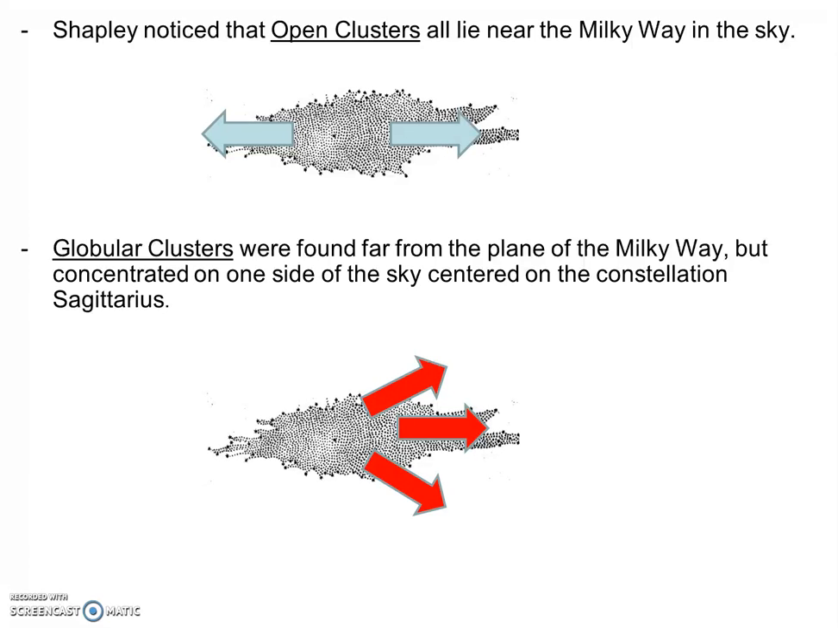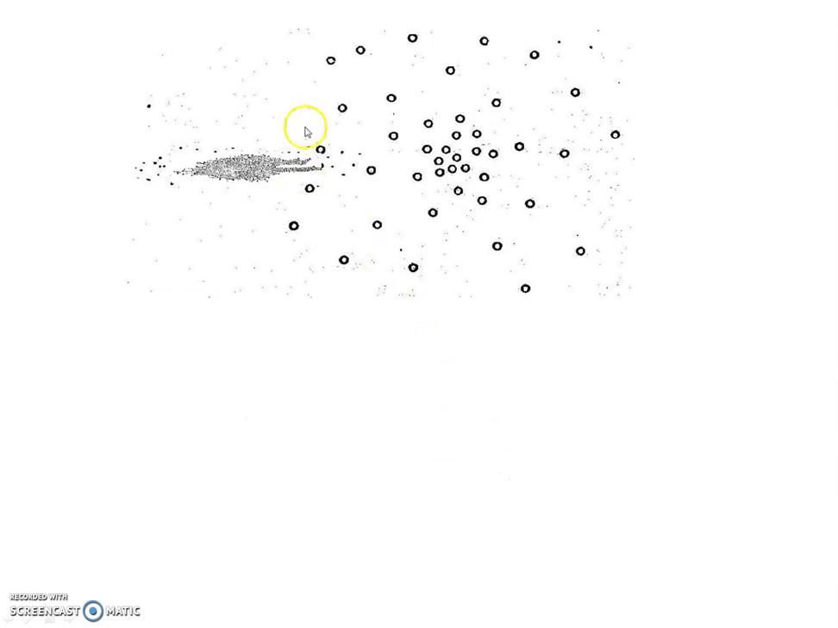But there is a type of variable star that's very common in globular clusters. They're called RR Lyra stars. They all seem to have about the same brightness. They all vary about the same short period of maybe a day or so. And by using those variable stars, he was able to make a three-dimensional map of globular clusters.